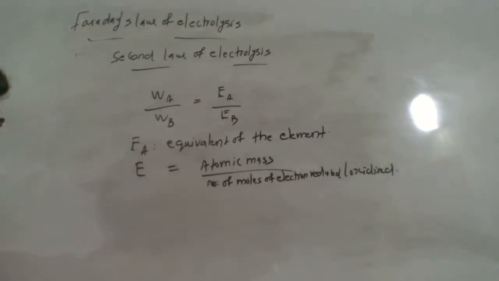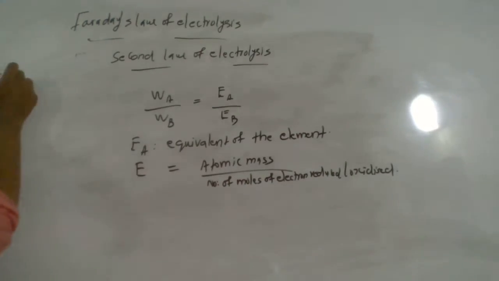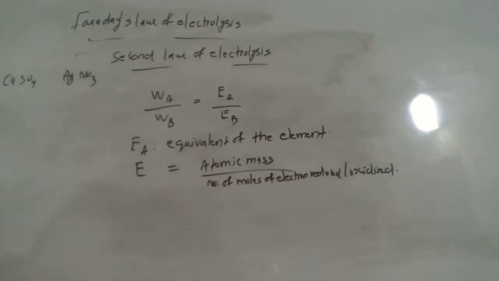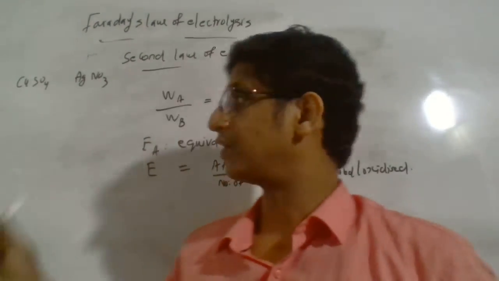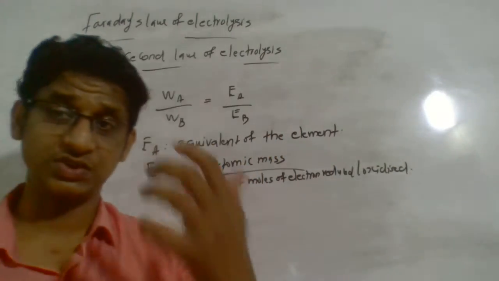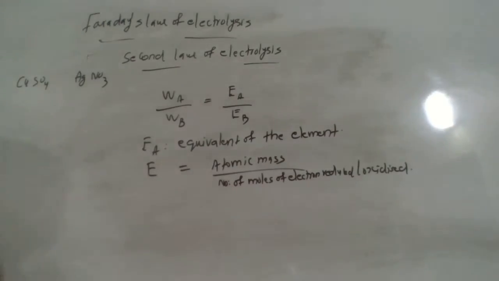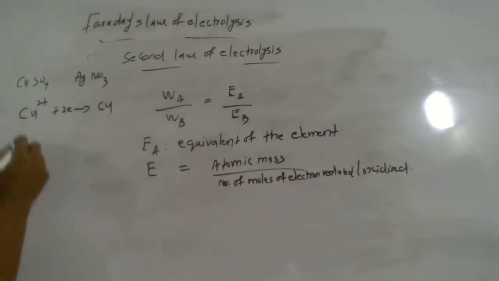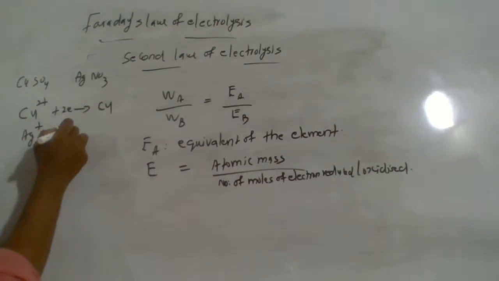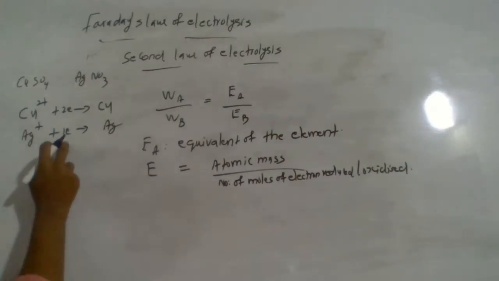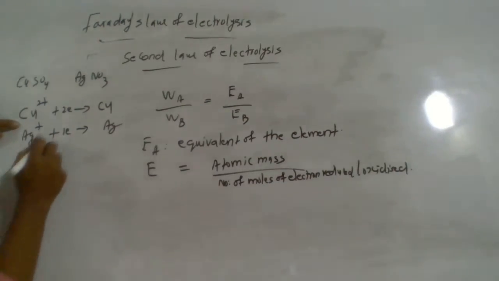Let us take one example. The two solutions are copper sulfate solution and silver nitrate solution. Imagine the same amount of electricity is passed through these two different electrolytes. How much substance gets deposited? We know copper 2 plus ion gets reduced to copper and silver ion gets reduced to silver. Let us find the equivalent mass of copper.